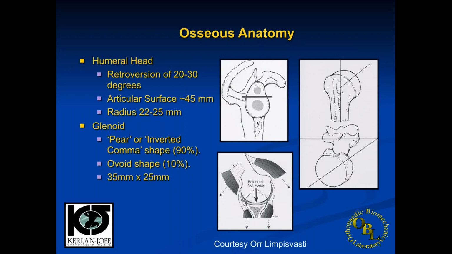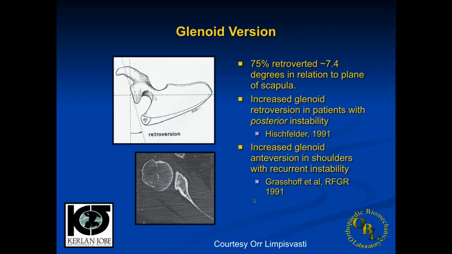So now the osseous anatomy is very important for evaluating instability. Typically, the humeral head has about 20 to 30 degrees of retroversion, and then we can see the articular surface. The glenoid, which is what we more commonly evaluate, is typically pear-shaped in 90% of individuals, also kind of a small section and a large section. It's ovoid in only about 10%. And here we can see, as we talked about before, it's like a ball on a golf tee, intrinsically unstable. There are a lot of ways to look at version.